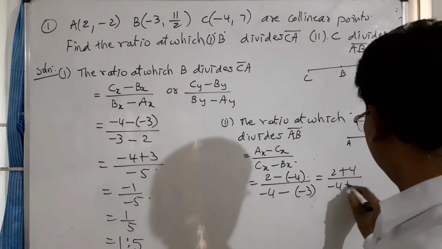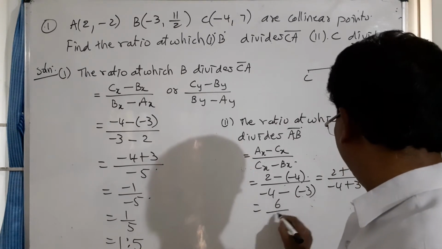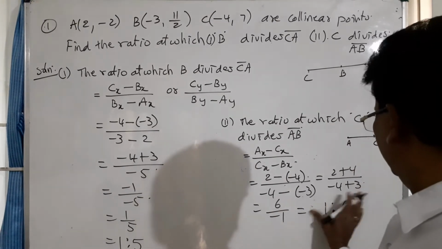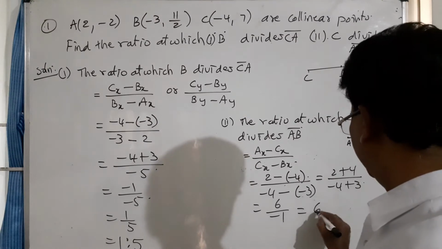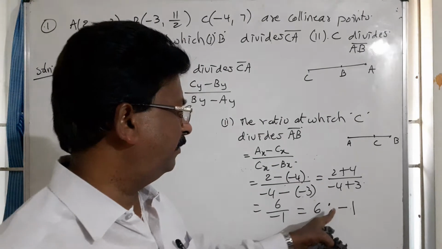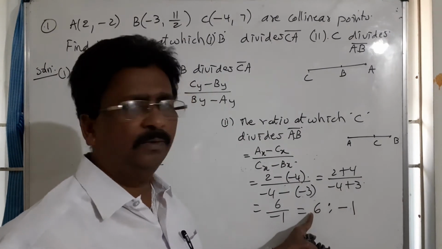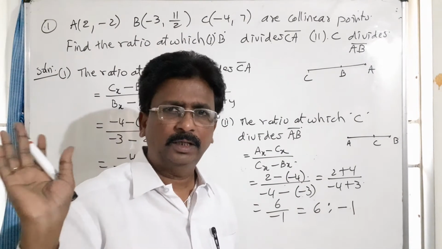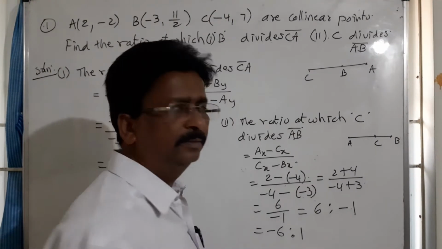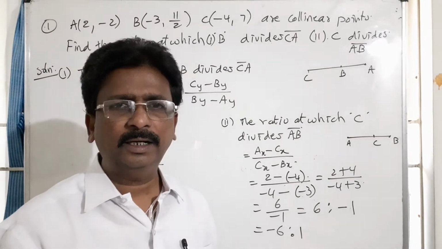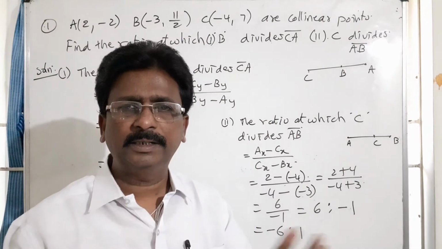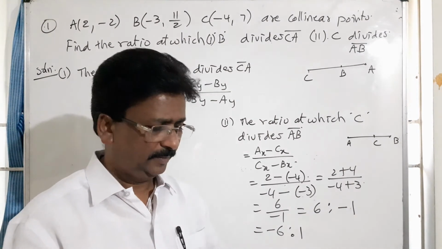2 plus 4 divided by minus 4 plus 3. So 6 by minus 1, minus 1 is to 6. No, minus 6 is to 1. 6 is to minus 1. Now that minus sign we can put anywhere, either here or here. There is no problem. So minus 6 is to 1. So clearly we can understand that the point C is an external point of the line segment AB.